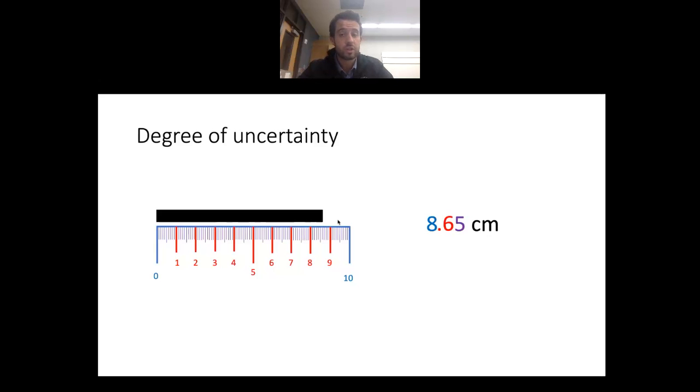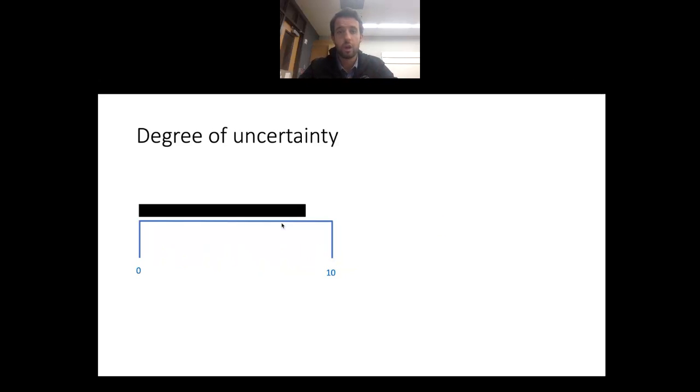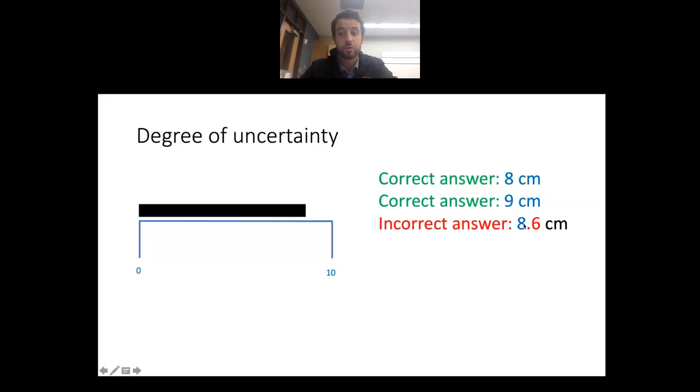Now what I want to do is, for each one of those, whether it's 1 through 10, or the red or the purple, talk about what could be correct answers and what answers would be considered incorrect. Here we go. Okay, for 1 to 10, correct answers would be things like 8 or 9 centimeters. I kind of said that already. Incorrect answers would be something like 8.6 centimeters. Here, that 0.6 is a bridge too far.